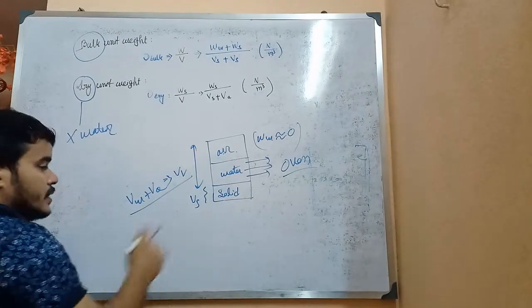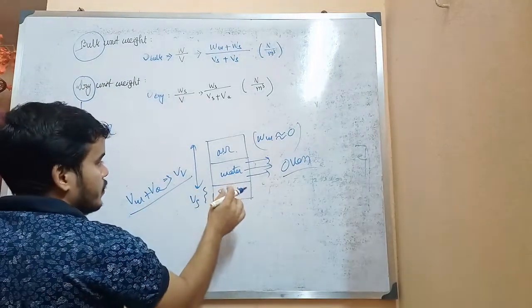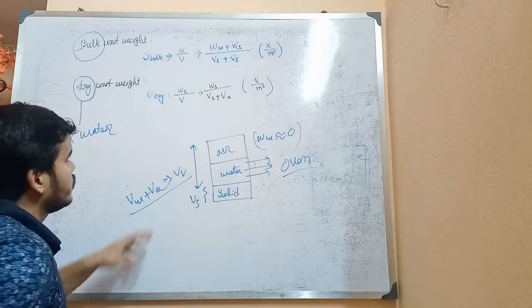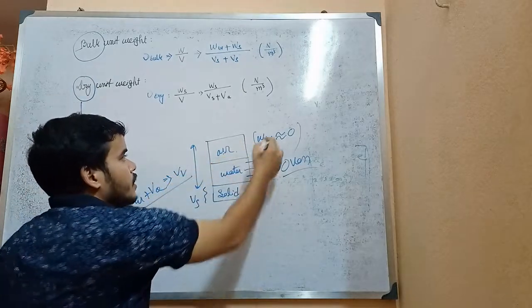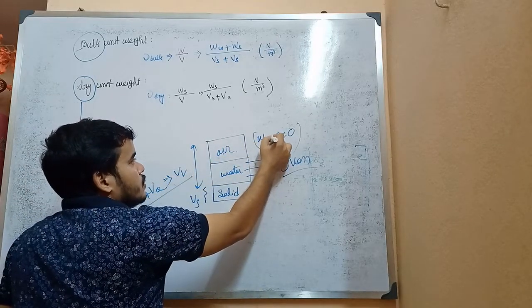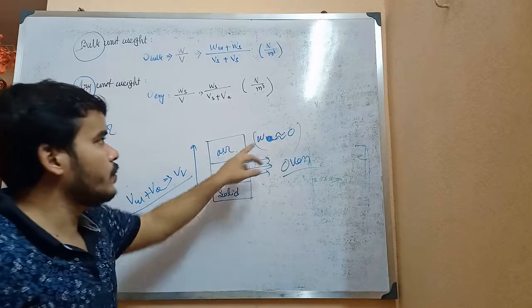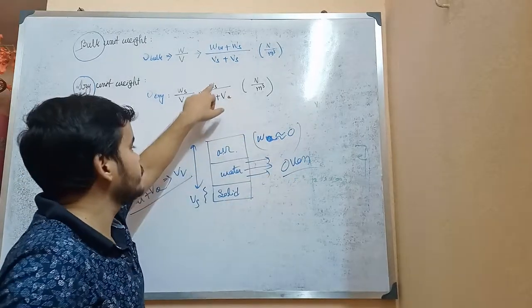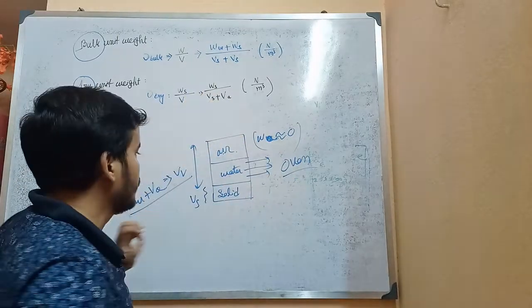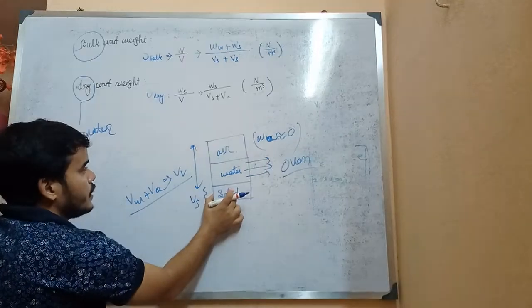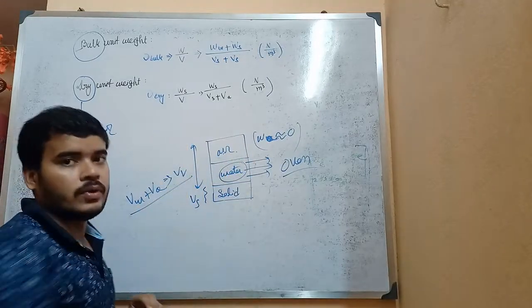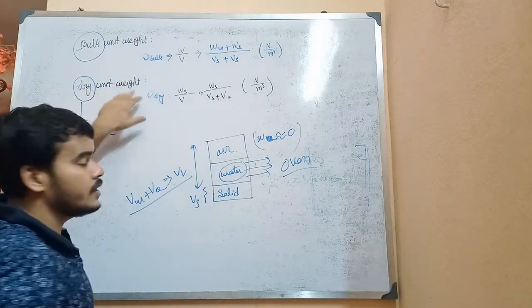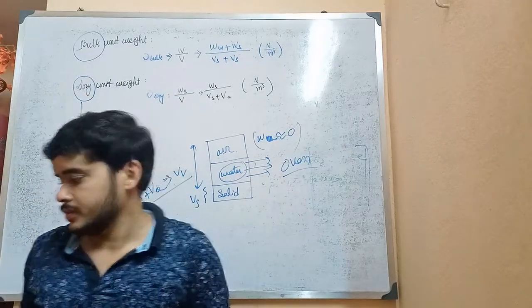So what will be the present situation of that soil? There will be solid and air. So solid and air means weight of solid plus weight of air. Weight of air is negligible. So weight of solid by volume of solid plus volume of air, as there is no water. So this is the dry unit weight.